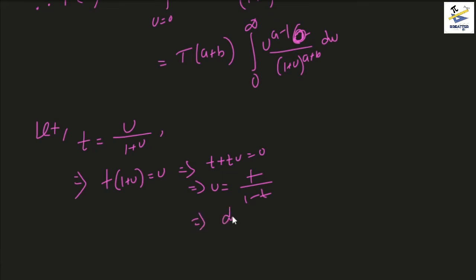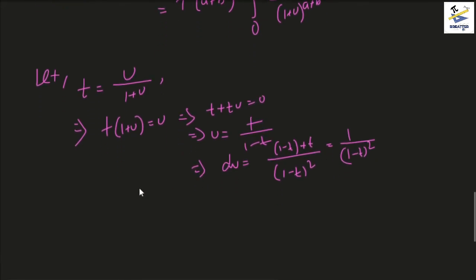Now from here, du should be, by the quotient rule, 1 minus t whole square in the denominator, and the numerator is 1 minus t into the derivative of t, minus t into the derivative of 1 minus t, which is minus 1, and minus and minus is plus, so it would just be 1 by 1 minus t whole squared, right? And this would mean that we have the integral from 0 to infinity of u to the power a minus 1 by 1 plus u whole to the power a plus b du equals to, now the limits. So for the limits, you know that from this definition we can find them out.